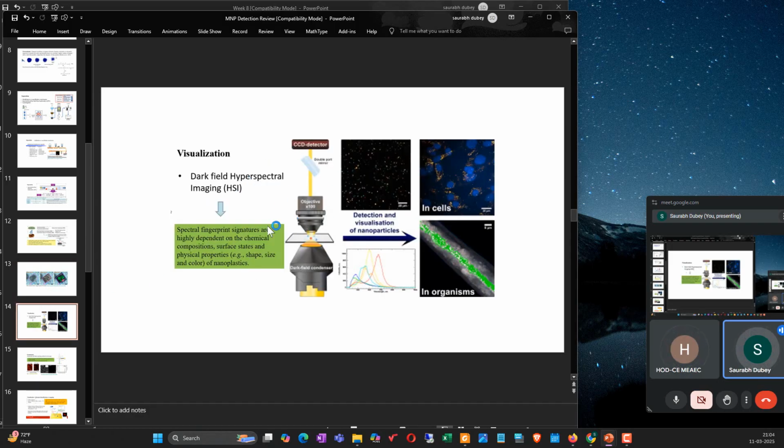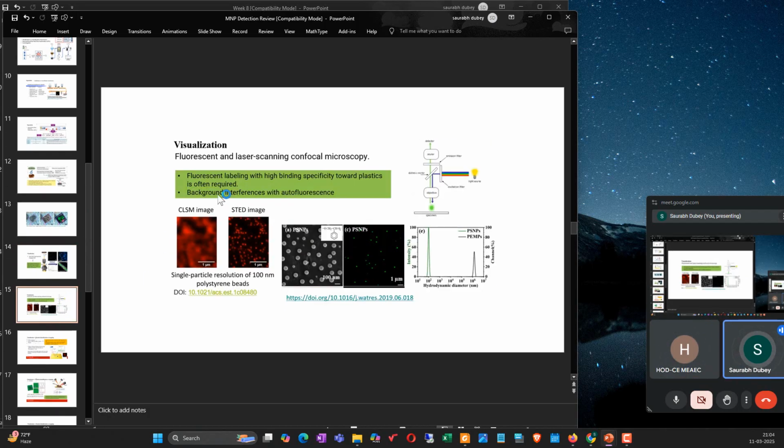Now there is another technique, the dark field hyperspectral imaging that I was talking about. Suppose this is a cell, so different zones are there, and then a yellow part is there. You will get different peaks. The company Cytiva is actually working on that. Now there are other methods where you use fluorescence.